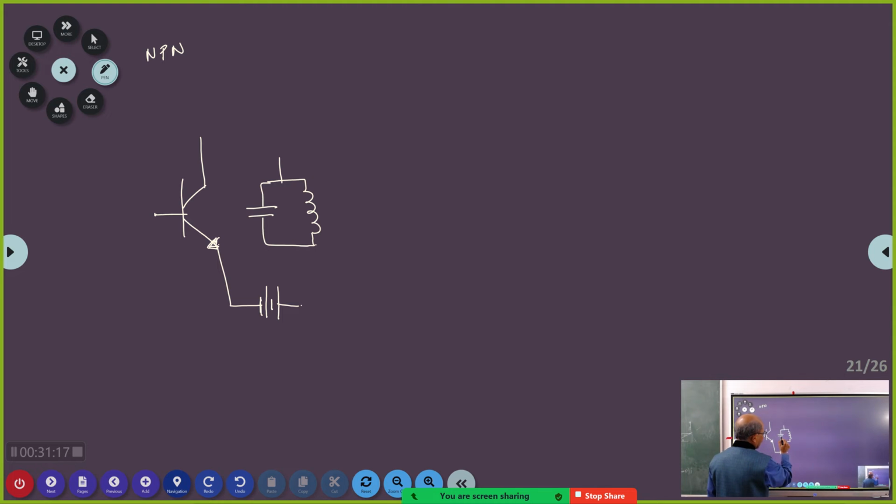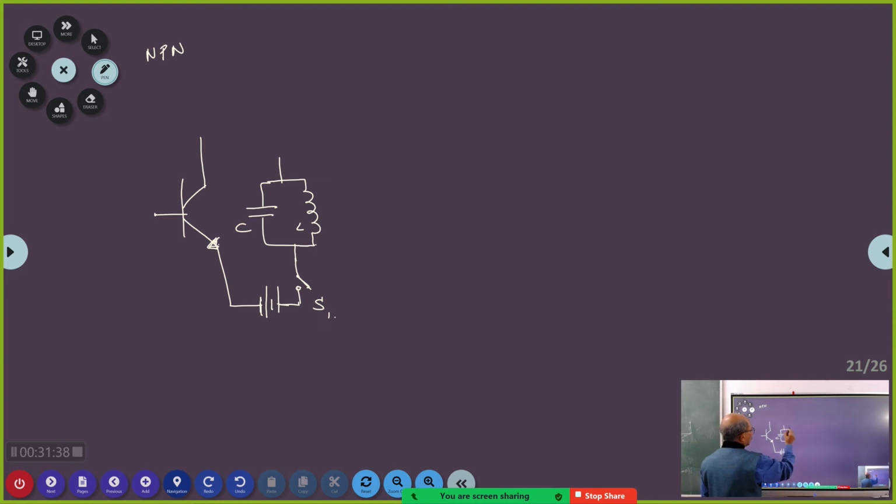What is this symbol and what is this symbol? This is a capacitor and this is an inductor. Yes. And I am going to connect it to this. Okay, before I do that, I am going to have a switch here. I suppose you understand now? This is a switch here.